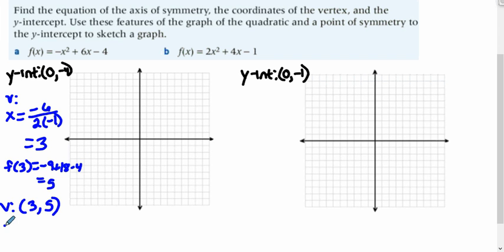Since I have my vertex, I know my axis of symmetry is at x equals 3. I think that's everything that they asked for. So now we're going to plot our vertex, 3, 5. And then it's opening down because a is negative still. But we know which way to go with this because we have our y-intercept here of 0, -4.